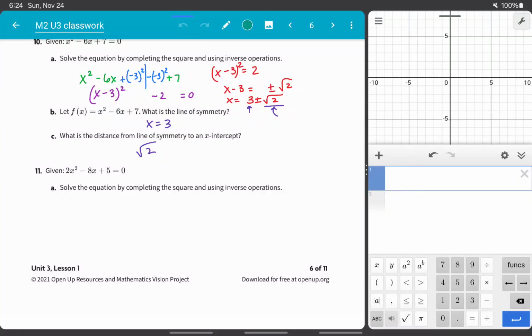Given 2x squared minus 8x plus 5 equals 0. Solve the equation by completing the square and using inverse operations. Okay, I'm going to use an area model for this one. So I'm going to draw my little window.